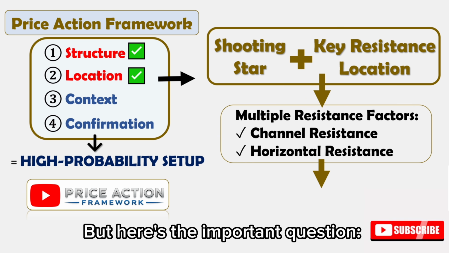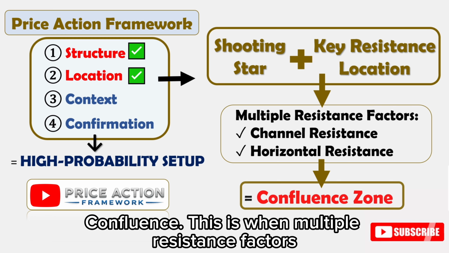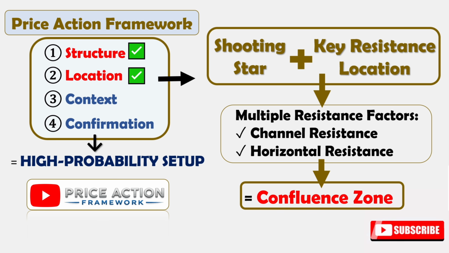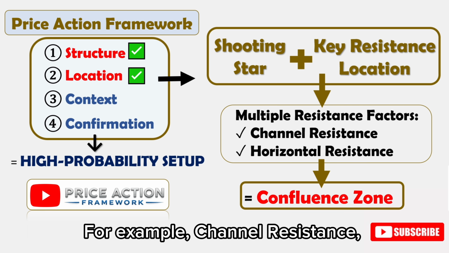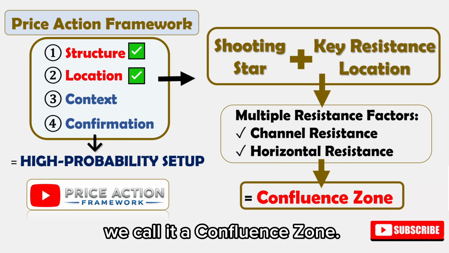But here's the important question. What makes a location even stronger? Confluence. This is when multiple resistance factors point to the same price area. For example, channel resistance, horizontal resistance. When these levels overlap, we call it a confluence zone.